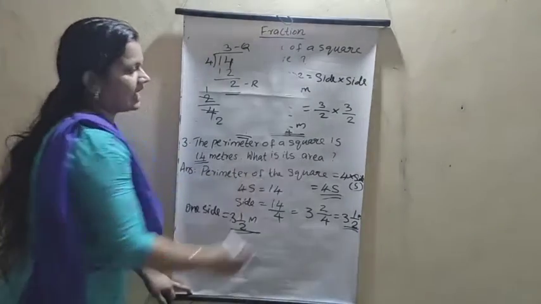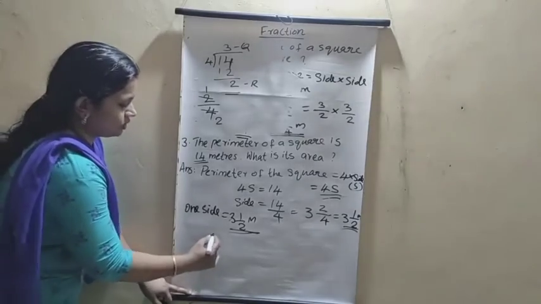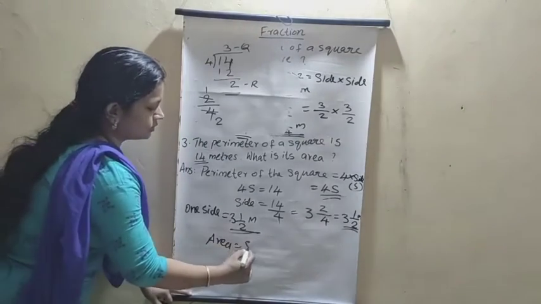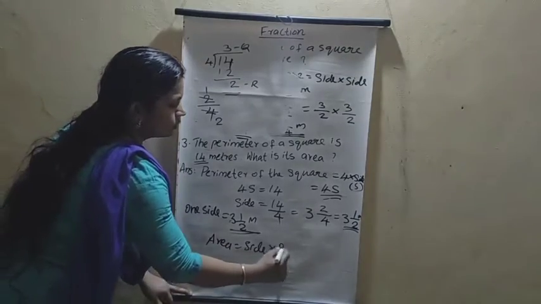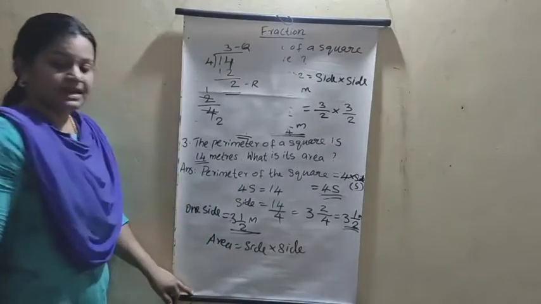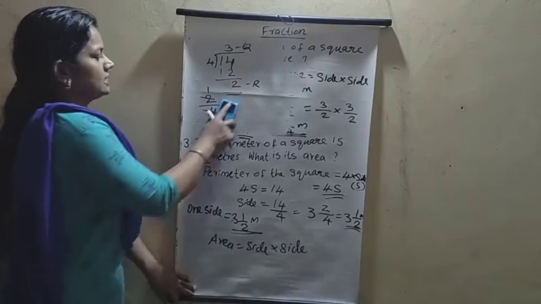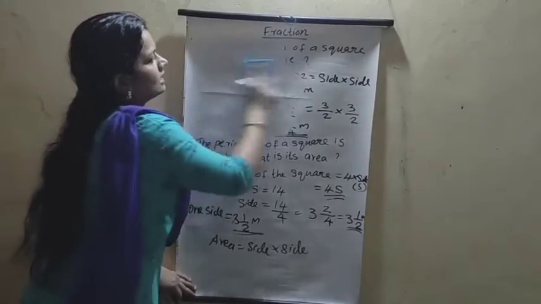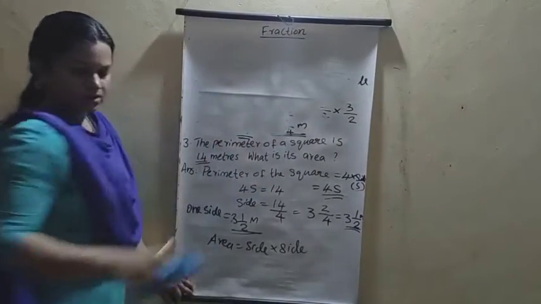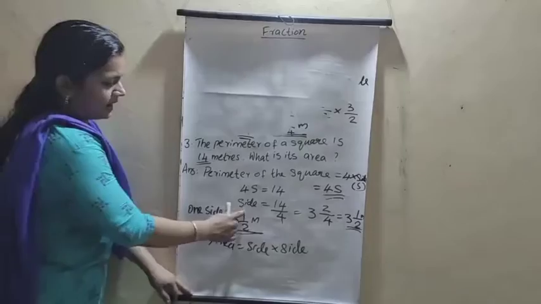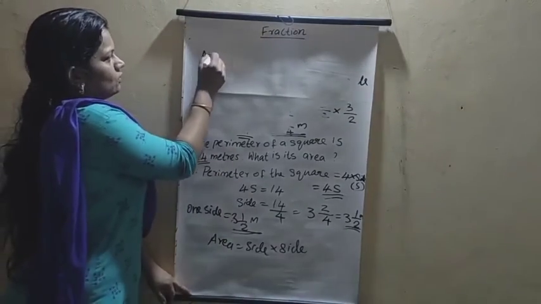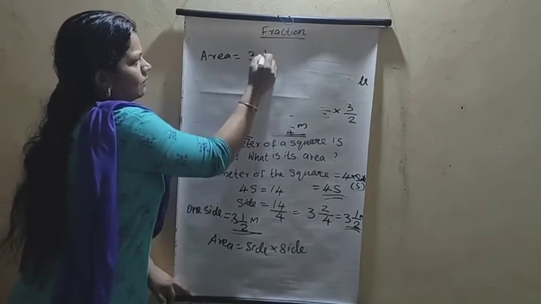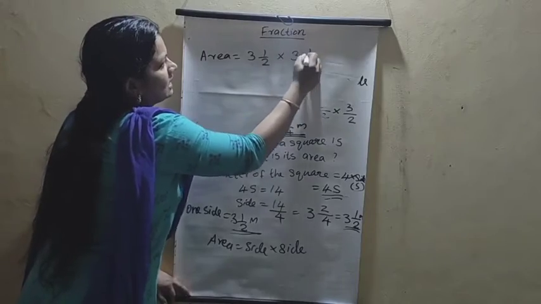Then how do we find the area? Area of the square is equal to what? Area is equal to side into side. So one side is already found, 3 1 by 2. Then area is equal to 3 1 by 2 into 3 1 by 2.